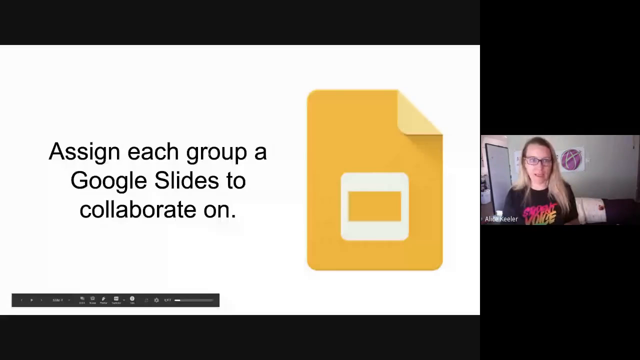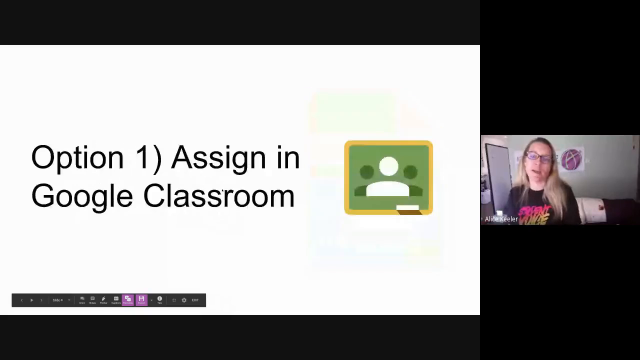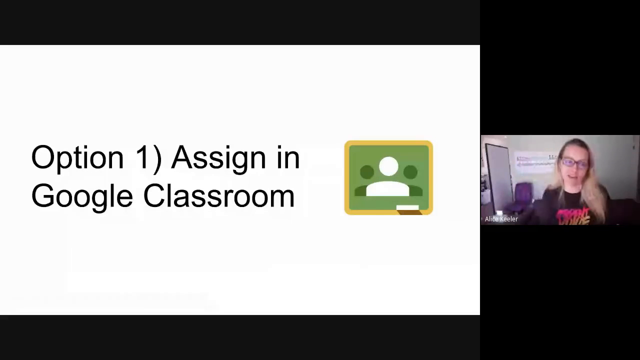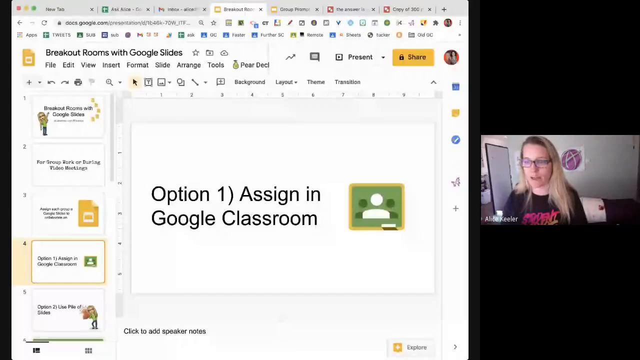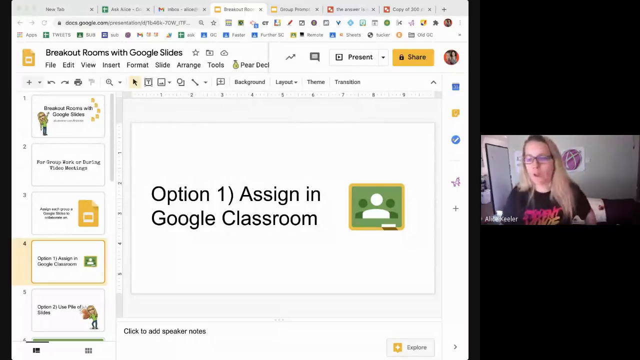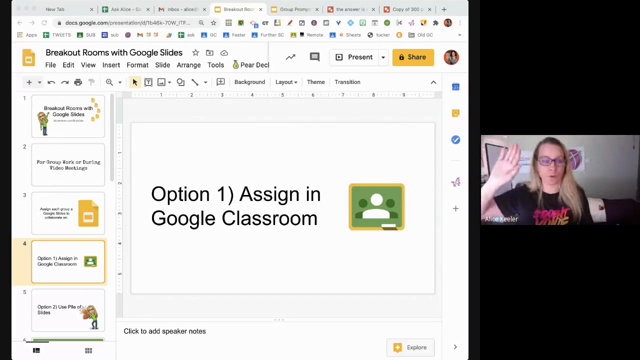And so basically it goes like this. You want each group to have a Google Slides to collaborate on. So your first option is if you're a Google Classroom user, you can add a Google Slides into an assignment where students can edit, and you just say group 1, group 2 is how I name them. So if I want to have 5 groups, I would just put 5 slides into one assignment, and I would then give edit access through Google Classroom.